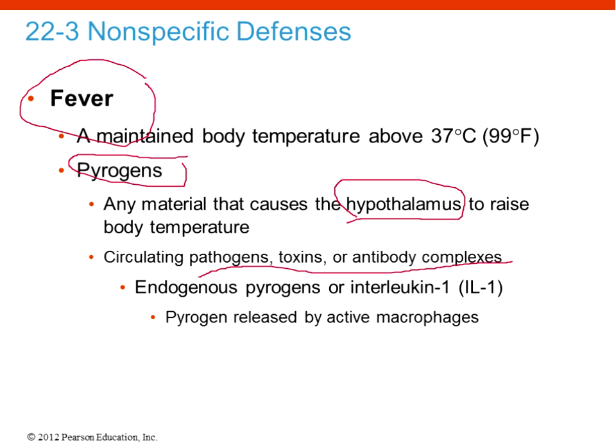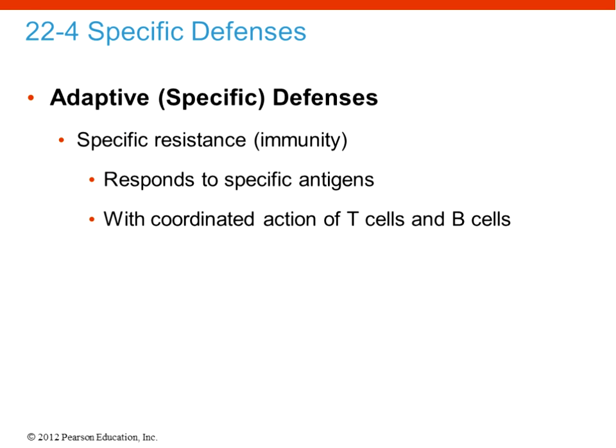So circulating pathogens, toxins, or antibody complexes can often cause pyrogens to be released. Pyrogens then stimulate the hypothalamus. The hypothalamus then will raise body temperature. So fever is a defense mechanism, right? You always think as soon as somebody gets a fever, let's give them aspirin or Tylenol and lower that fever. And I think that's a good thing if your fever gets really high, obviously, but generally it's part of the body's defense system to try to slow the effect of these toxins and pathogens.